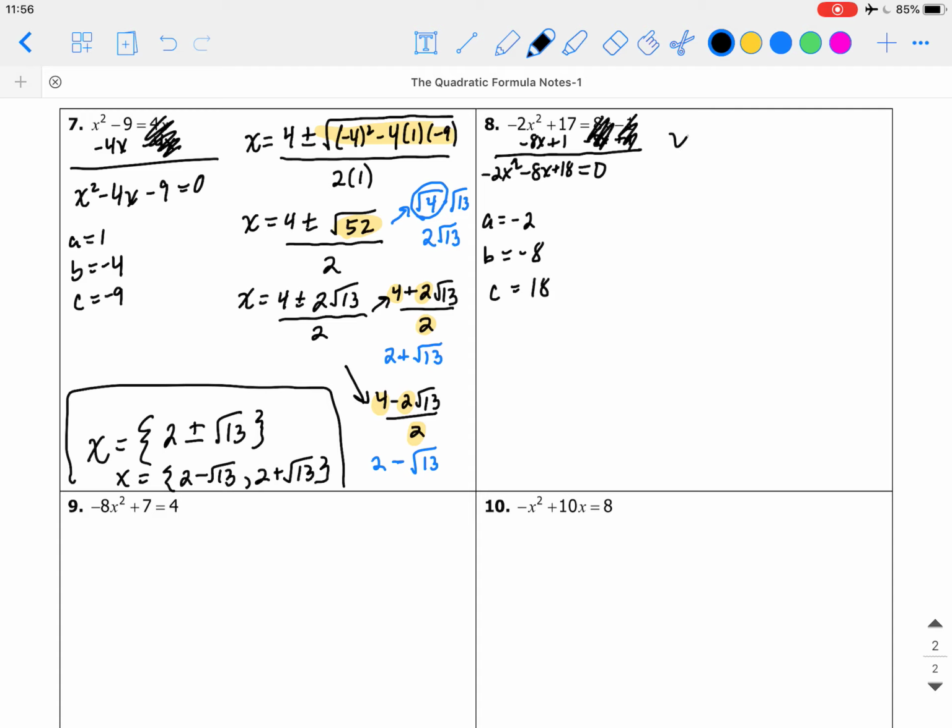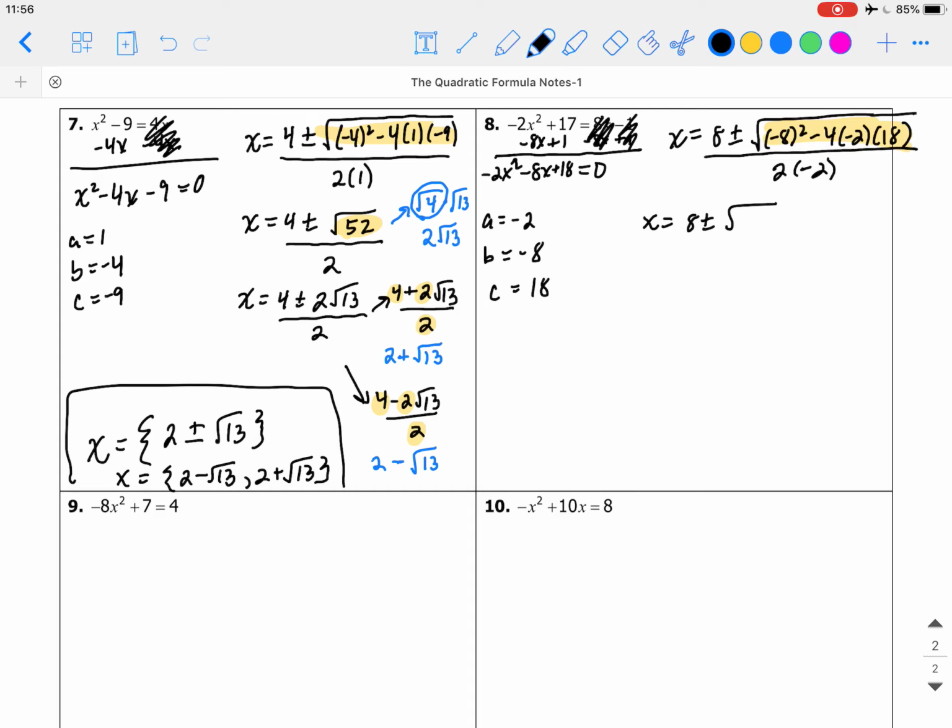So I have x is equal to the opposite of b plus or minus the square root of b squared minus 4a, which is negative 2, and c, which is 18, all over 2a, which is negative 2. Okay, looks great. So I got x is equal to 8 plus or minus the square root. And let's look at Desmos. Let's see what this nonsense simplifies to.